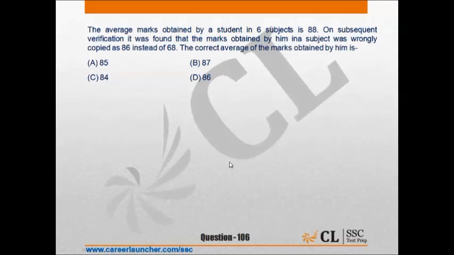The question is, the average marks obtained by a student in 6 subjects is 88. On subsequent verification, it was found that the marks obtained by him in a subject was wrongly copied as 86 instead of 68. The correct average of the marks obtained by him is. Now, there is a difference of 18 marks between 86 and 68. Therefore, these 18 marks will be equally distributed between the number of subjects, that is 6.